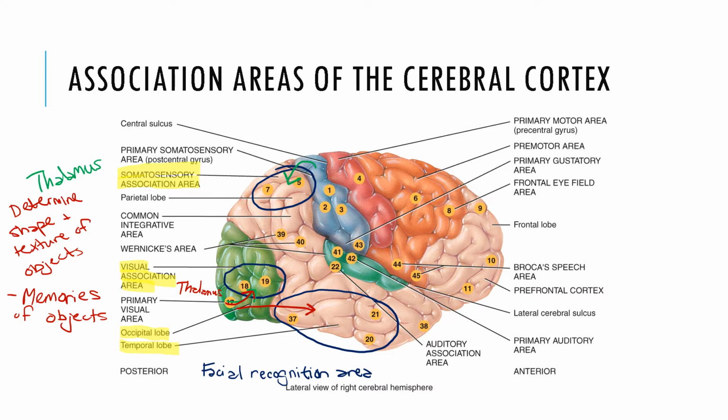Next, we're going to talk about the auditory association area. It's going to be here, number 22. This is located just inferior and posterior to the primary auditory area. That one's here at 42, recall. And this auditory association area allows you to recognize a particular sound, things like speech, music, or noise. This is where recognition of past sounds comes from.